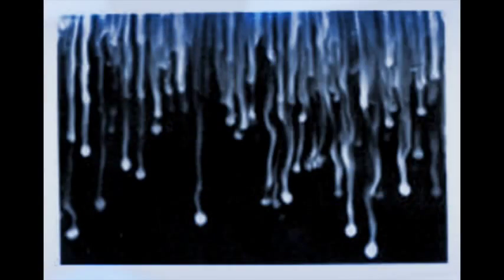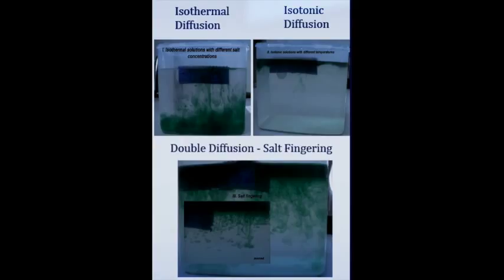This is a close-up picture of what ideal salt fingers look like. Here we can clearly see the difference between the three experiments. By understanding these basic concepts of heat and mass transfer, you can understand phenomena that occur in the world around you.